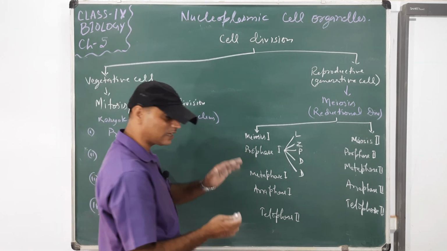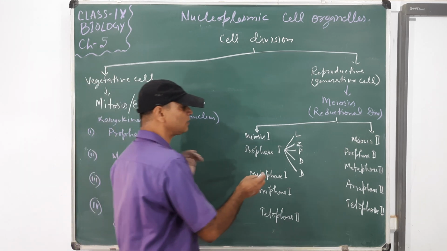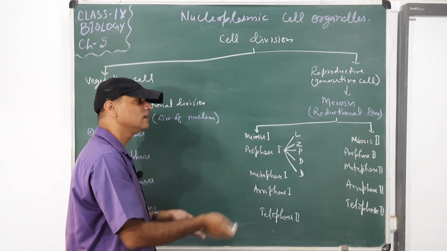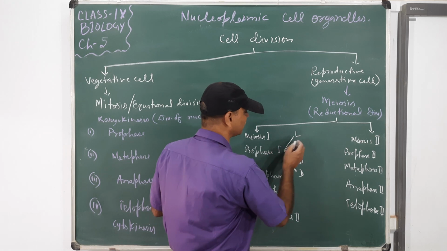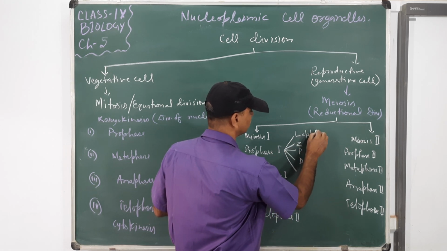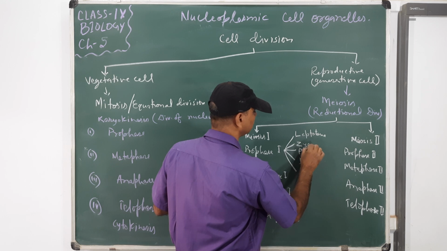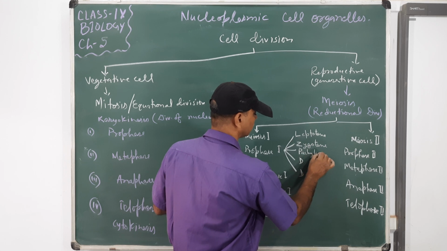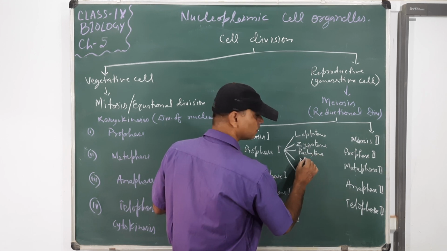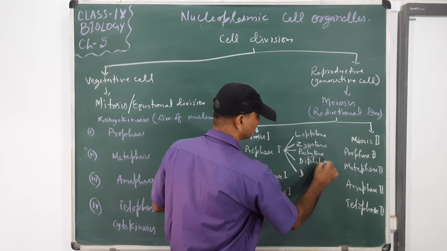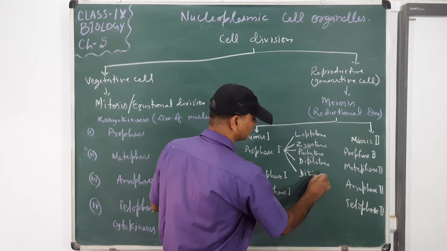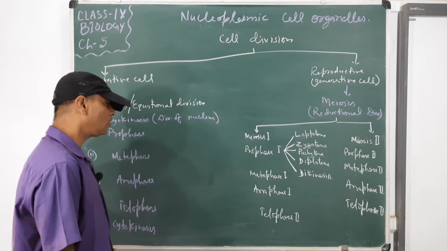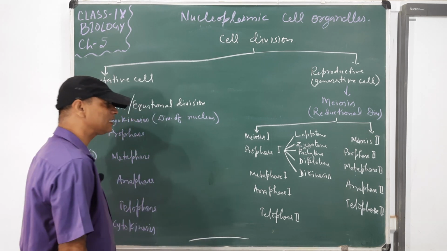Prophase 1 is a very long, lengthy process. In this one crossing over takes place, and many activities take place which are really required for variation and for adaptation of living things. Prophase 1 has leptotene, zygotene, pachytene, diplotene, diakinesis. These are the different sub-steps of prophase 1. In higher classes we will study these things in detail.